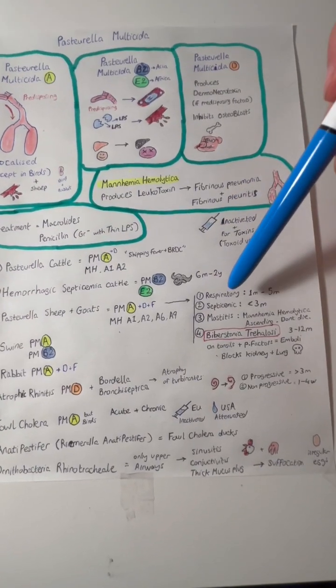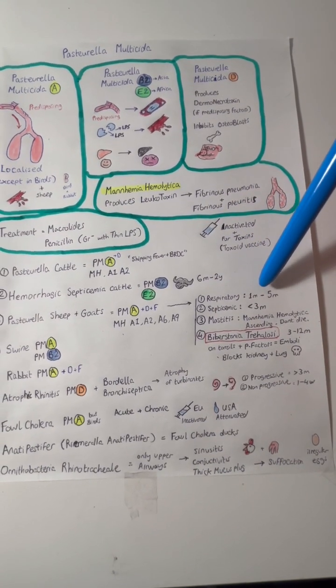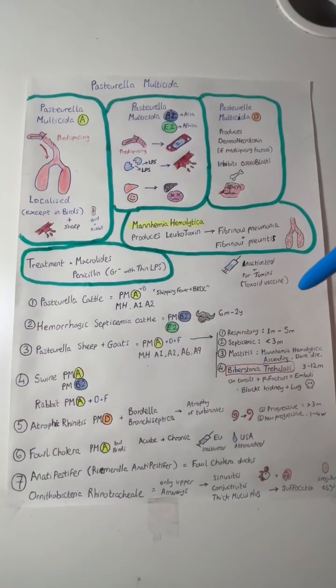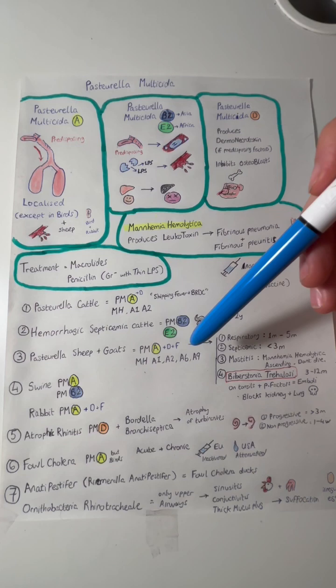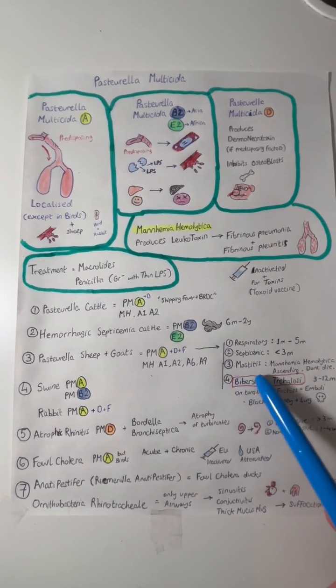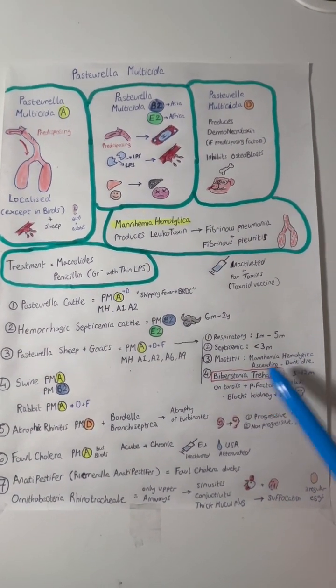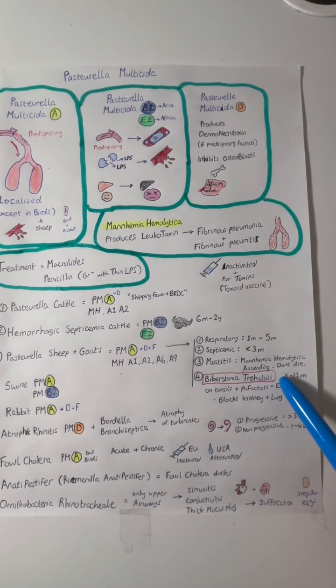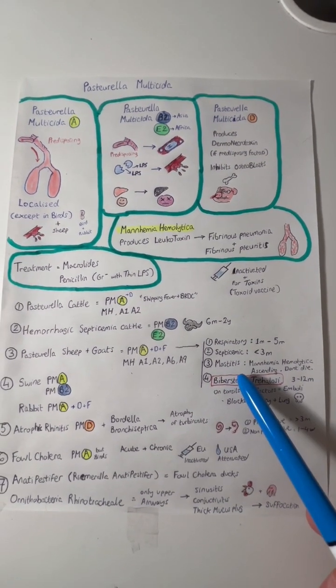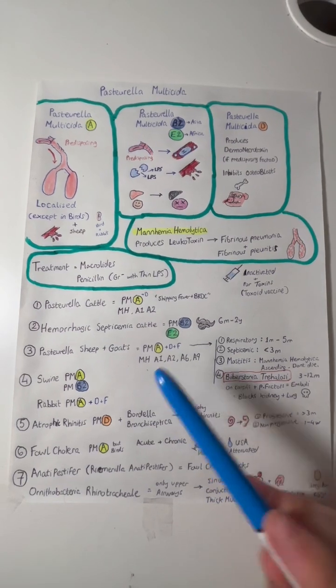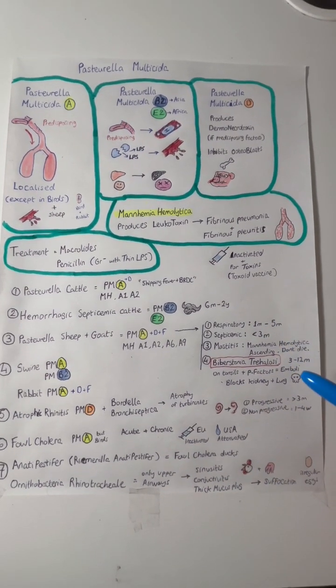So respiratory is between month 1 and 5, and septicemia is under 3 months. In this topic, we also have to talk about Mannheimia hemolytica, A1, A2, A6, A9. Sheep and goats can actually get mastitis from Mannheimia hemolytica. It's through an ascending infection when the lamb is suckling on the mother, but they don't die, they just get mastitis. This is because Mannheimia hemolytica, just like Pasteurella multocida, is localized in the upper respiratory tract.